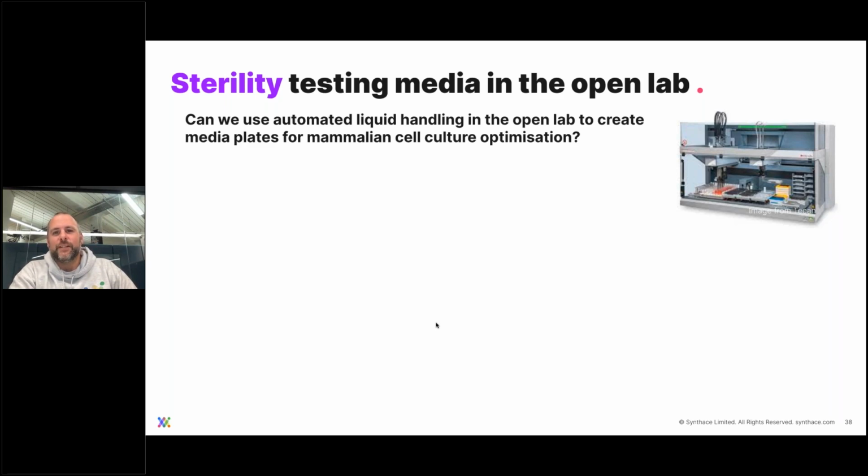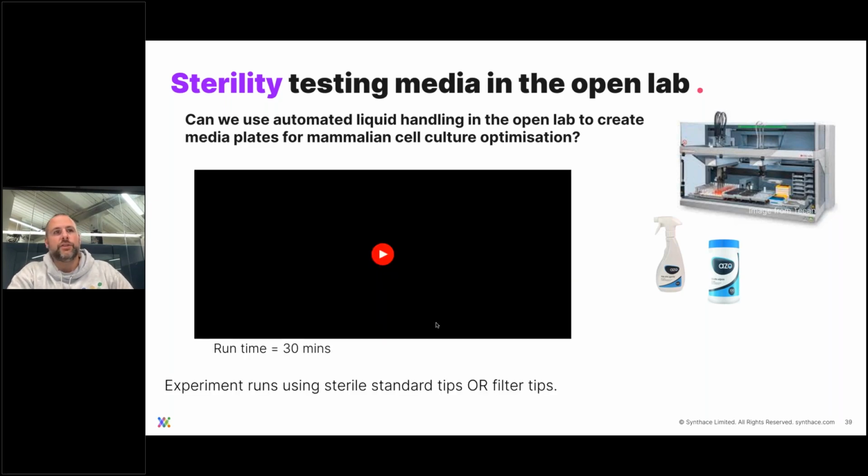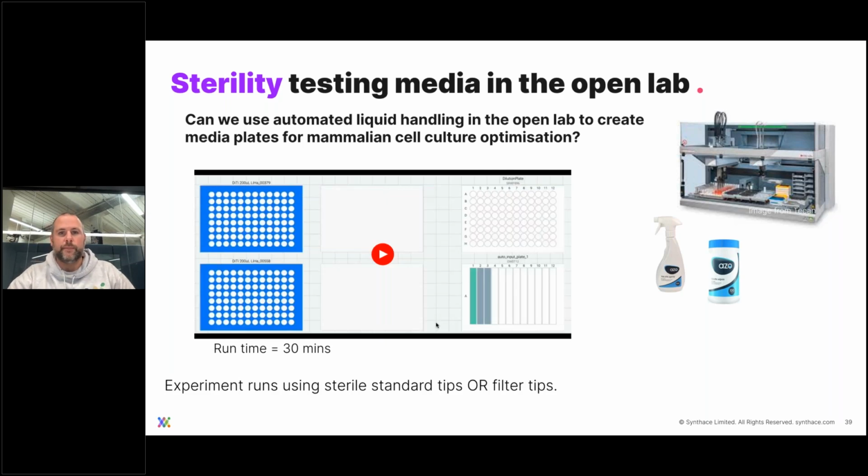The work would look at transferring media on the Tecan Evo and then seeing if any contamination becomes apparent over the next few days. The first step that we decided was to wipe all the surfaces of the device using 70% ethanol. We then ran the following experiment, which took about 30 minutes in total, and we ran it twice, once using sterile standard tips and once using sterile filter tips. The source wells all contain the same media.